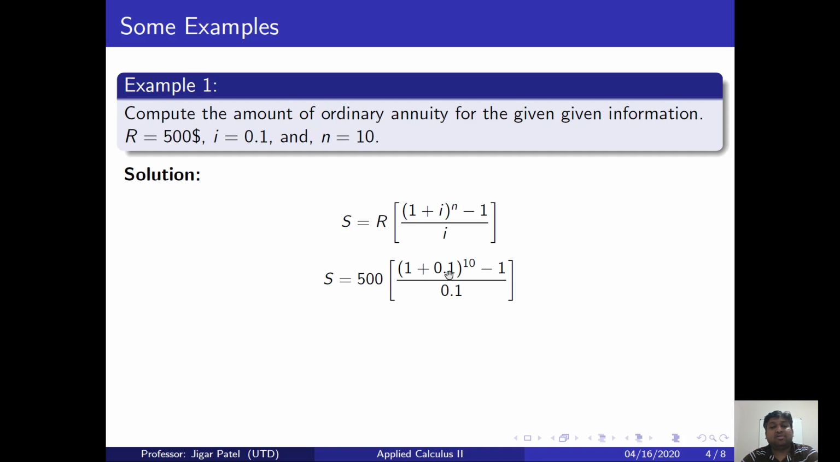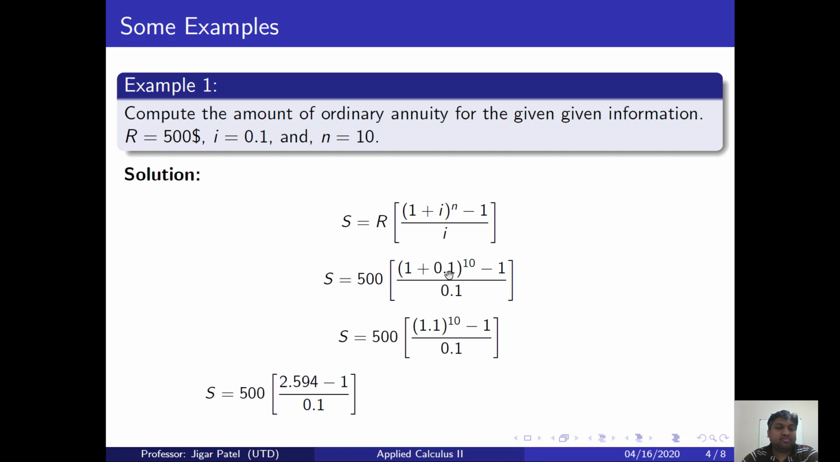500 times (1 plus 0.1) to the 10 minus 1, over 0.1. I really get 500 times 1.1 to the 10 minus 1, over 0.1. Compute the 10th power of 1.1 using your calculator. This is the number that I got, 2.594. Need to subtract 1 from it, and then I need to divide it by 0.1.